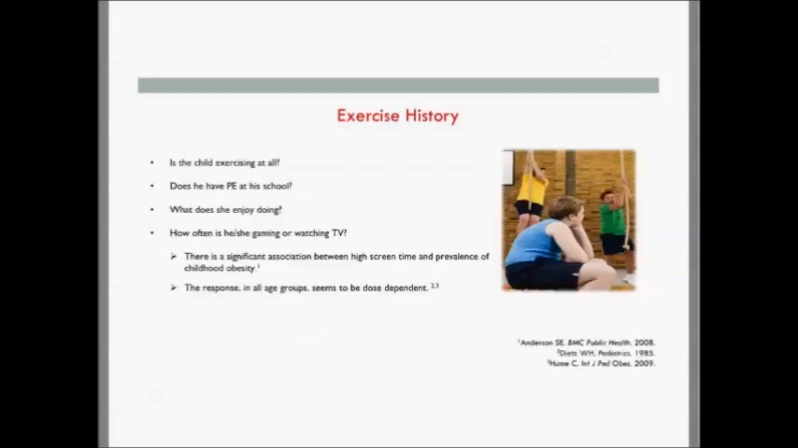So in addition to the nutrition history, you have to also think about the exercise history. Is that child exercising at all? Does the child have physical education in his or her school? What does she enjoy doing? How often is he or she gaming or watching TV? So this is critical. There's a significant association between high screen time and the prevalence of childhood obesity, and the response in all age groups seems to be dose dependent.